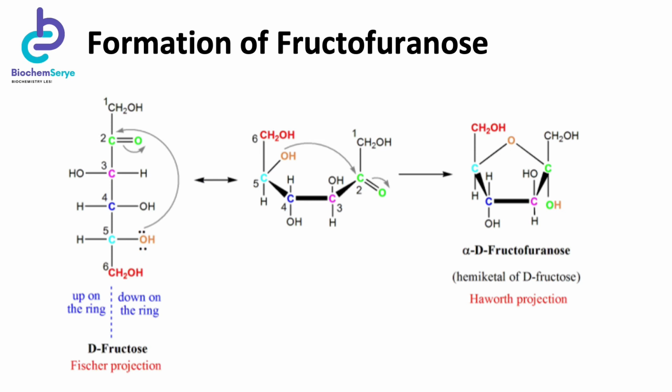In the first case, looking at the Fischer projection of D-fructose, the hydroxyl attached to C5 attacks the carbonyl group located in carbon 2 and forms a cyclic hemiketal. The product is now a 5-membered ring structure known as furan. Sugars in a furan conformation are known as furanose, and this particular product is called fructofuranose.